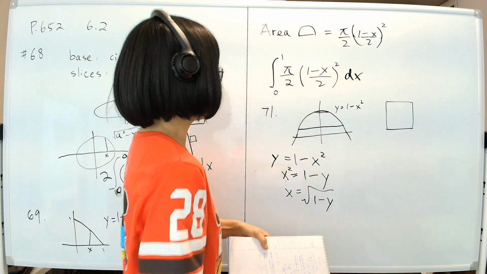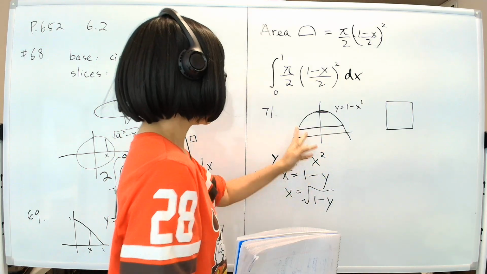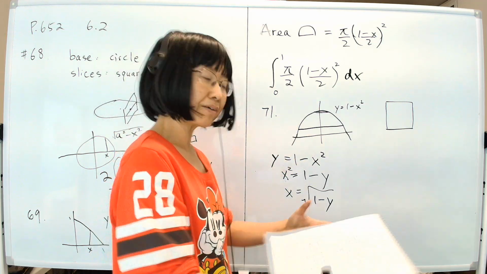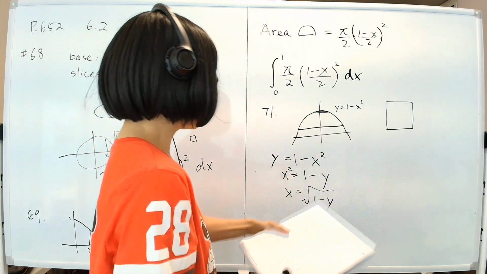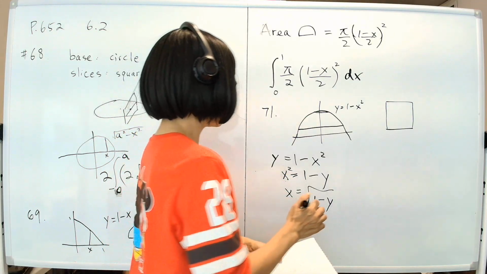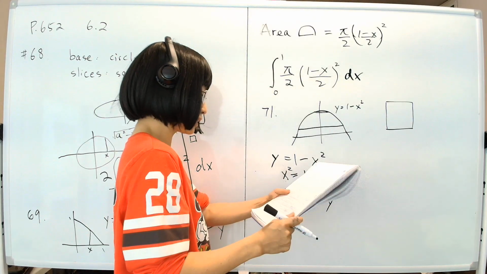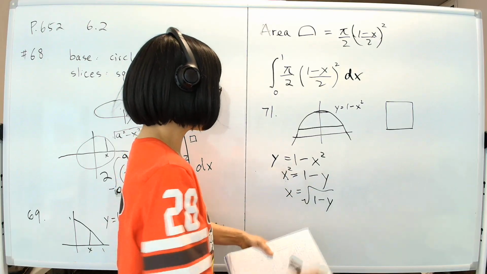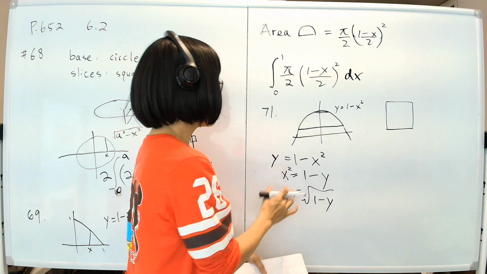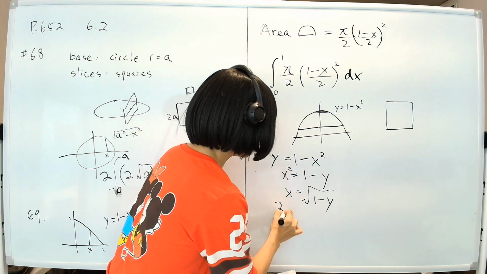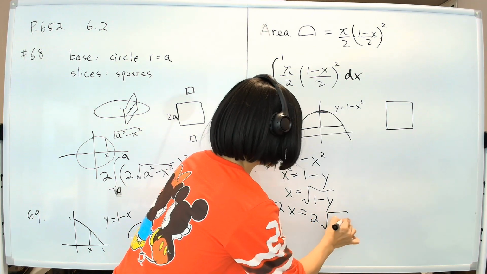At this point, we're only considering the positive side of x. The negative side would have to add a negative sign, but for now we don't worry about that, because we are calculating area and we're just going to square something, so we don't have to worry about a negative sign yet. So x is this distance, which is the square root of 1 minus y. But we need two of them, so 2x, which is 2 times the square root of 1 minus y.